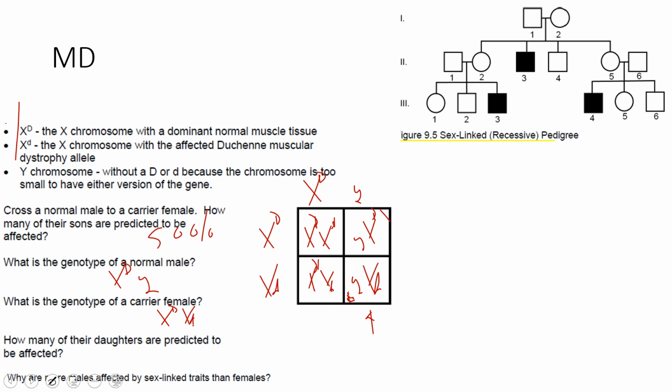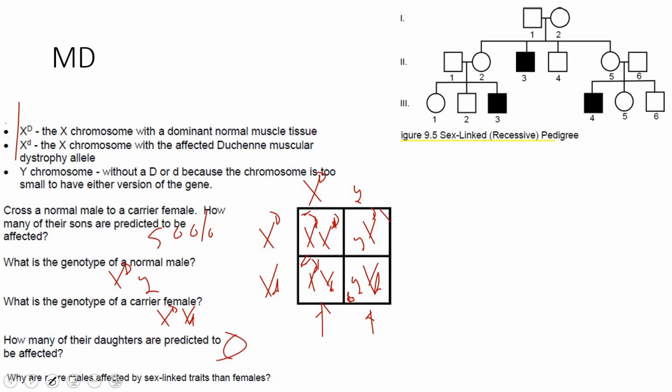How many of their daughters are predicted to be affected? So this is our daughters. She's a carrier. Oh wait, no, she's not even a carrier. That's a big D. This is why I write my stuff on top. She's completely normal. She's a carrier. But neither of them have muscular dystrophy, so 0%.